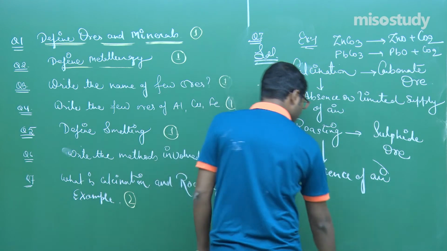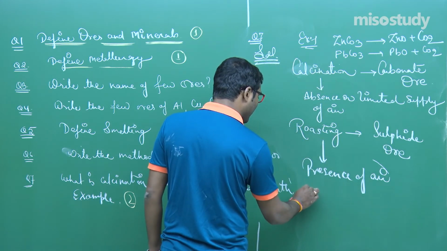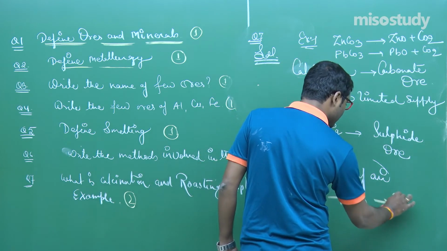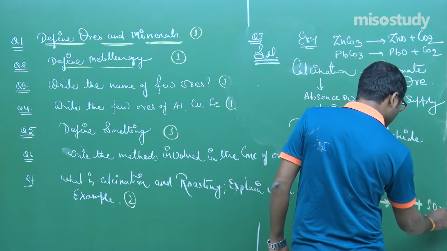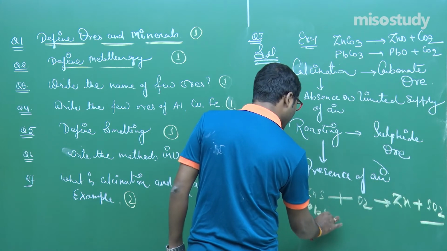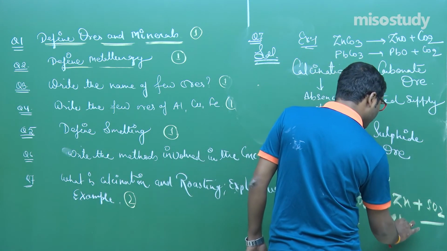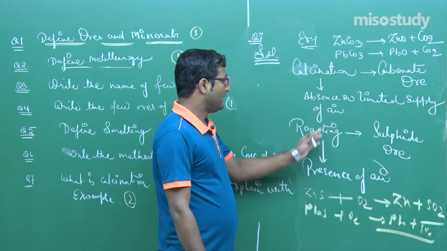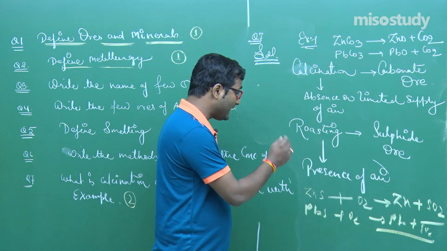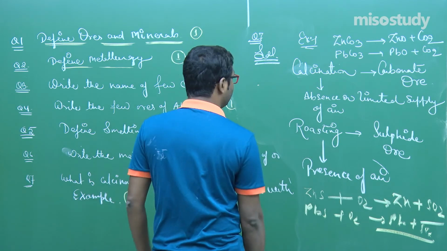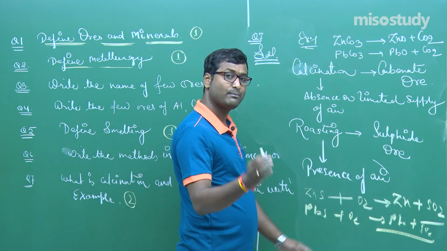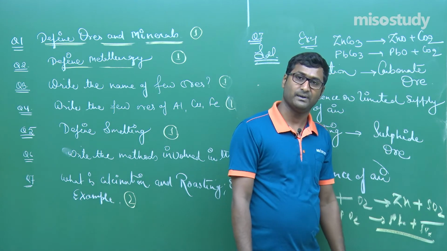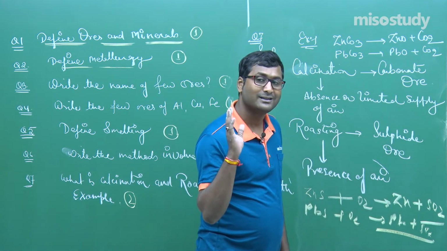Now, if I talk about roasting, my friend, if I write ZnS plus O2, it gives you Zn plus SO2. If I write PbS plus O2, it gives you Pb plus SO2. This is the case. And if this question carries 3 marks, then you have to write down the complete explanation with more than 2 examples. Then you will get 2 or 3 out of 3.